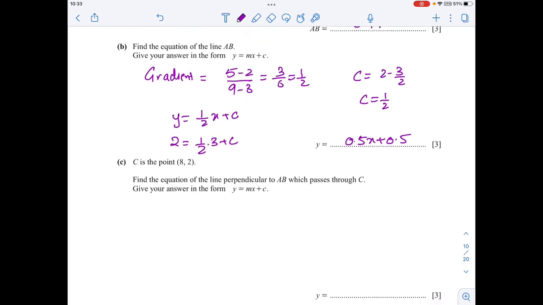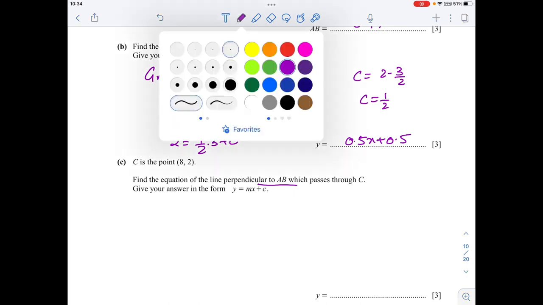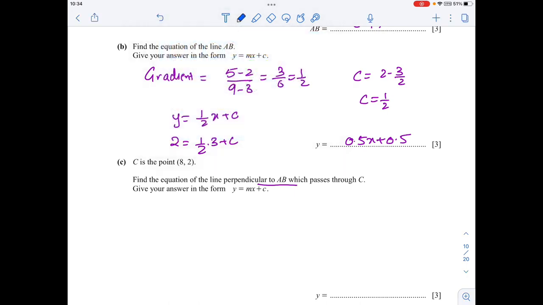Now C is the point 8, 2. Find the equation of the line perpendicular to AB. Perpendicular to AB. So the gradient was 1 upon 2. So the perpendicular gradient will be minus 2 upon 1.